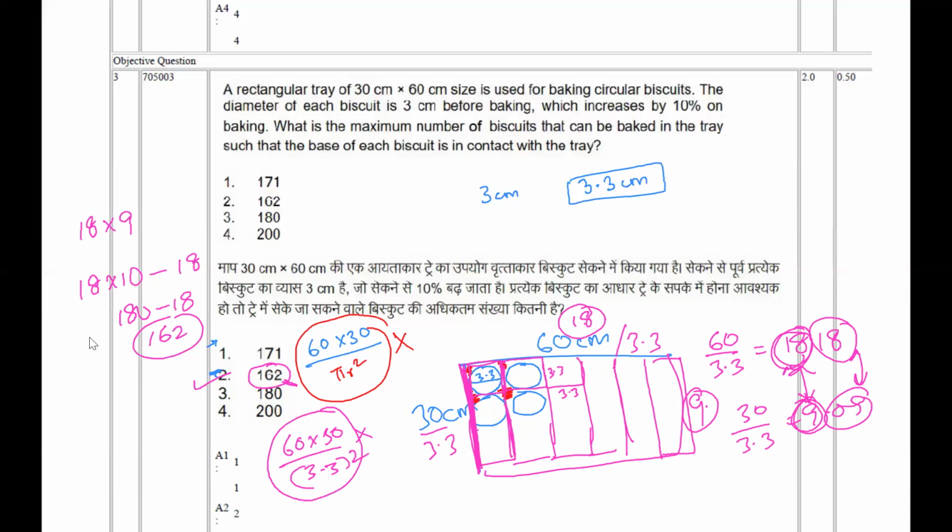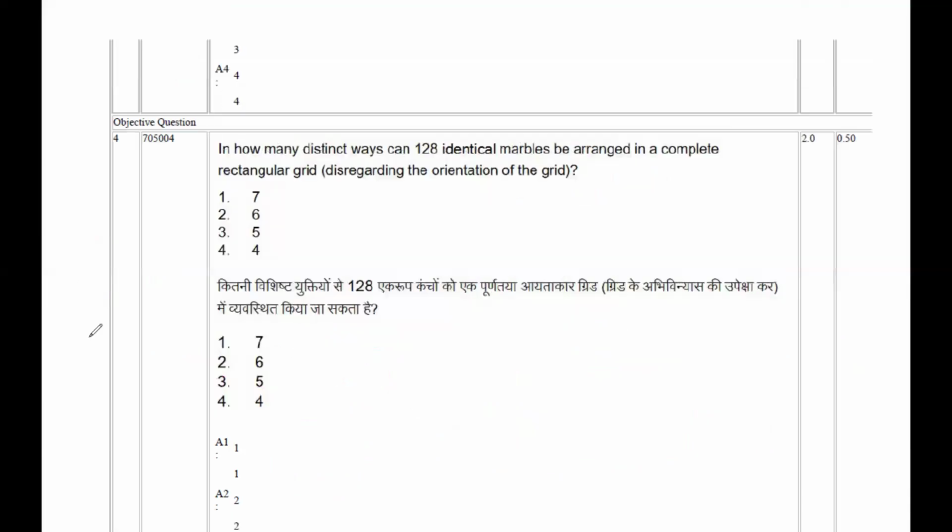Okay, question number 4. In how many distinct ways can 128 identical marbles be arranged in a complete rectangular grid? Disregard the orientation of the grid.